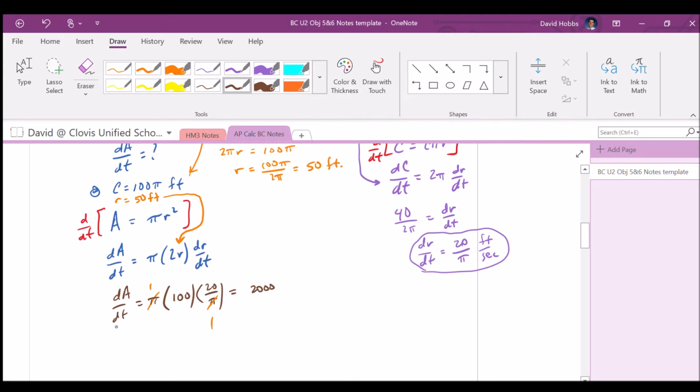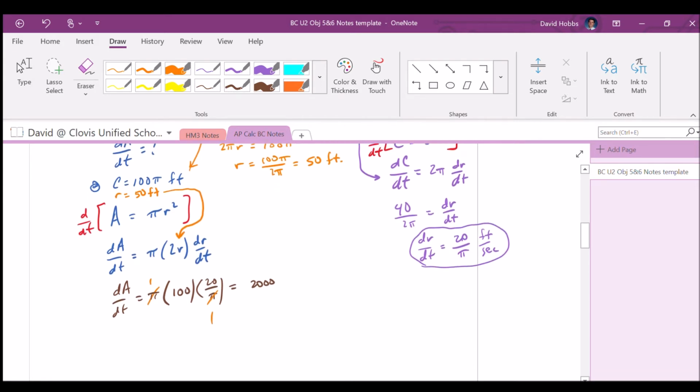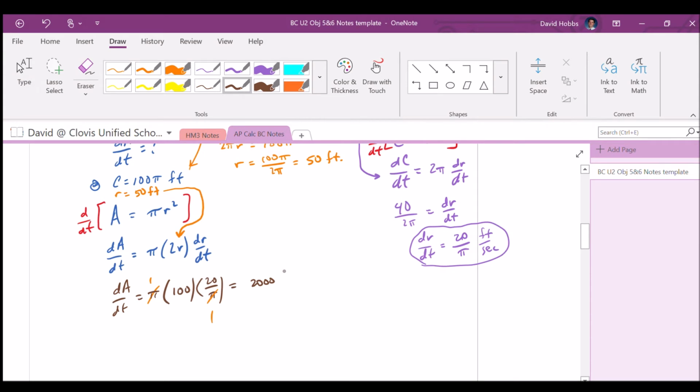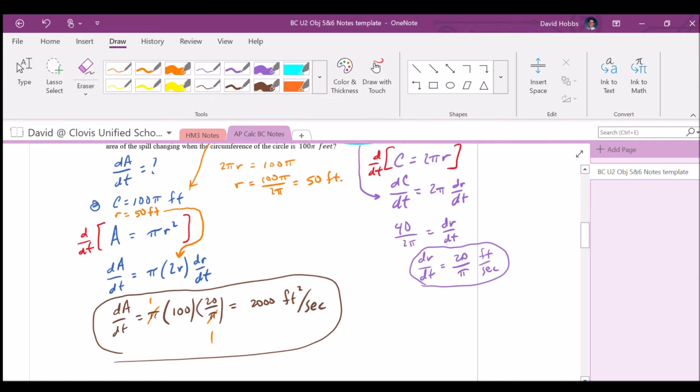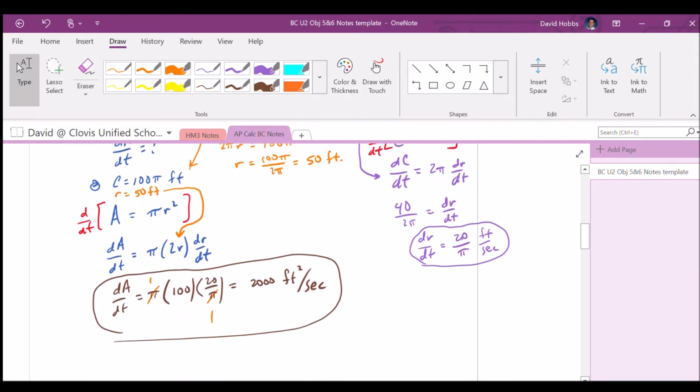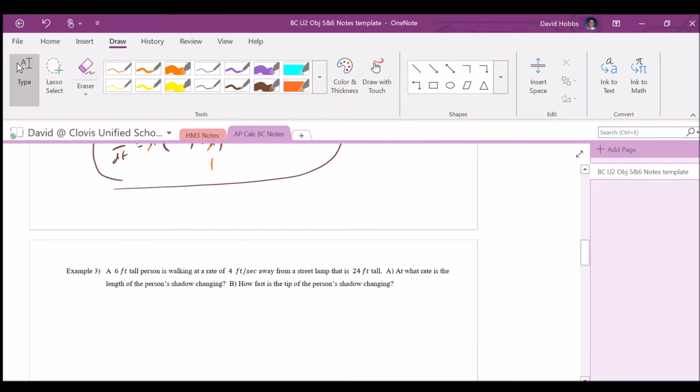Okay, now it's area, and we're in feet, so 2,000 square feet per second. So the rate of change of the area, 2,000 feet squared per second. Wow, pretty amazing. Okay, number 3.